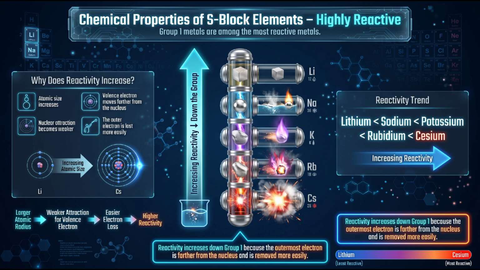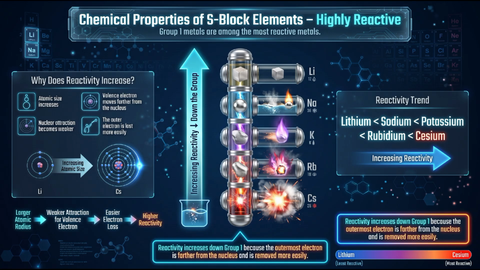Another important consequence of increasing reactivity is that alkali metals are never found in their free elemental state in nature. Since they react readily with oxygen, water, carbon dioxide, and many other substances, they are always found combined with other elements as compounds. Sodium occurs naturally as sodium chloride in rock salt and seawater, while potassium occurs in minerals such as sylvite and carnallite. Their high reactivity prevents them from remaining as pure metals under natural conditions.